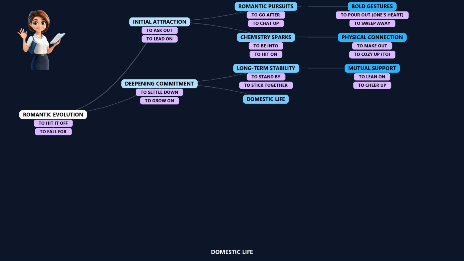Domestic life. Domestic life is a functional layer of deepening commitment where a couple may move in together and set up their first home. In short, they are starting to share a kitchen, a bed, and the daily chores of a real life together.